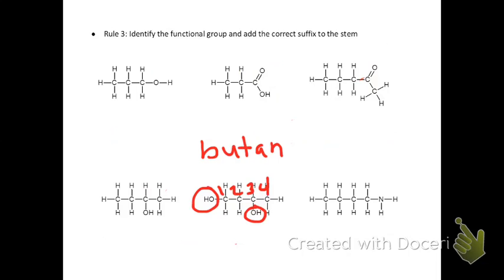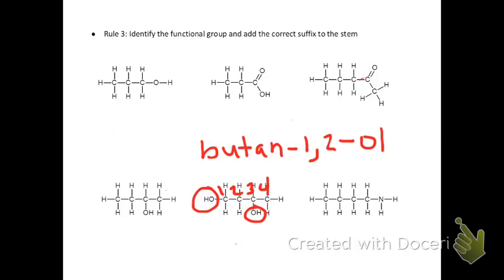And then we're going to list the numbers, 1, and then we're going to use a comma because we always use commas to separate numbers. So remember, dashes are used to separate numbers and letters, and commas are used to separate numbers. So 1 comma 2 dash all, okay? And that's just how we would name that alcohol.